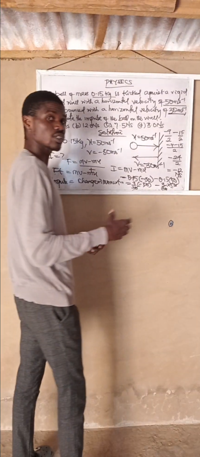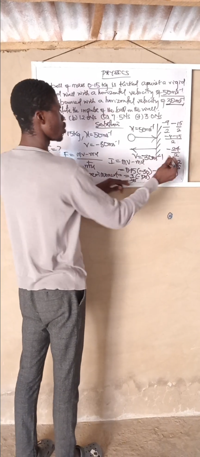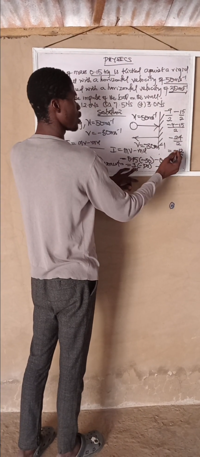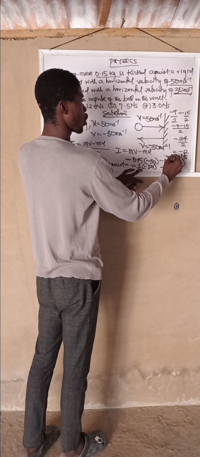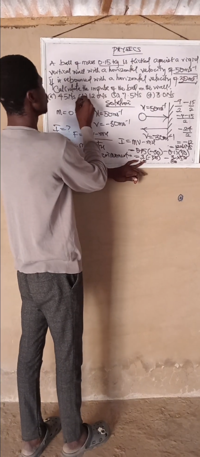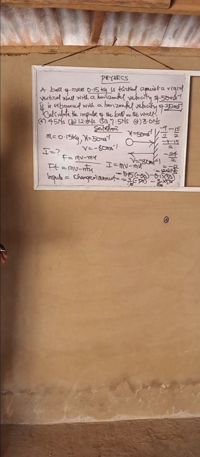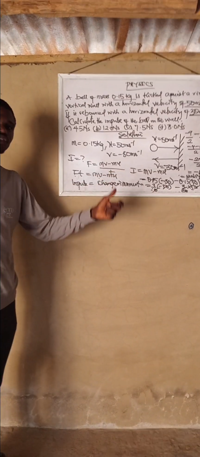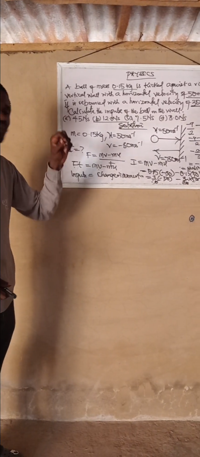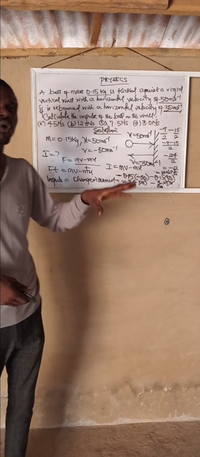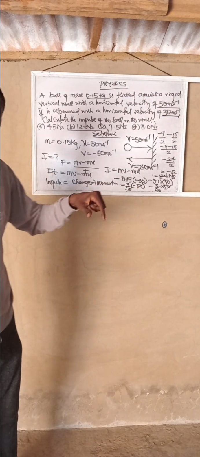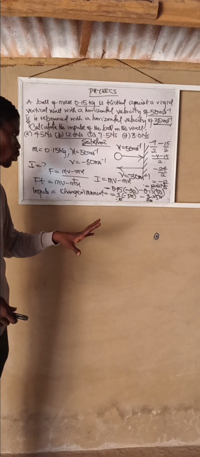The negative we have here shows that the direction of the impulse is opposite, right? So we can say our value of the impulse is equal to 12 newton seconds. That's option B. So that is the value of the impulse, though we know that the impulse is in the opposite direction. And don't forget that impulse is an example of a vector quantity.